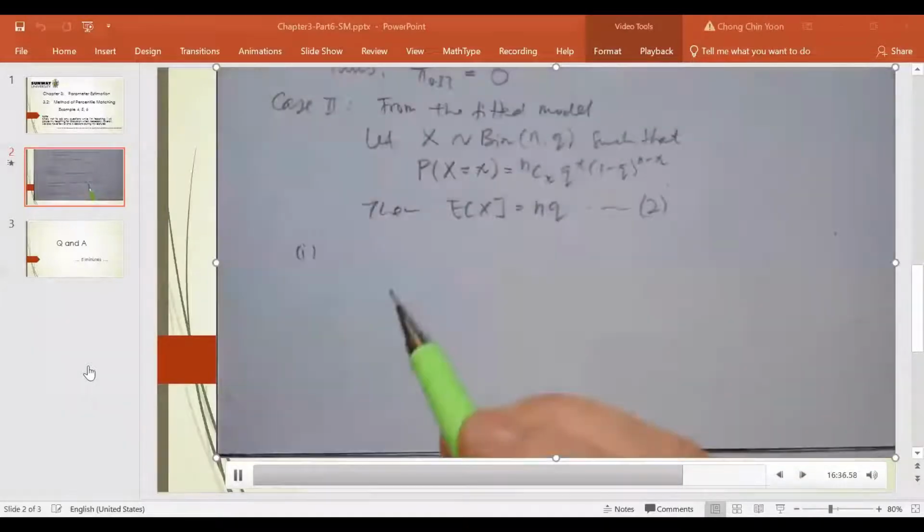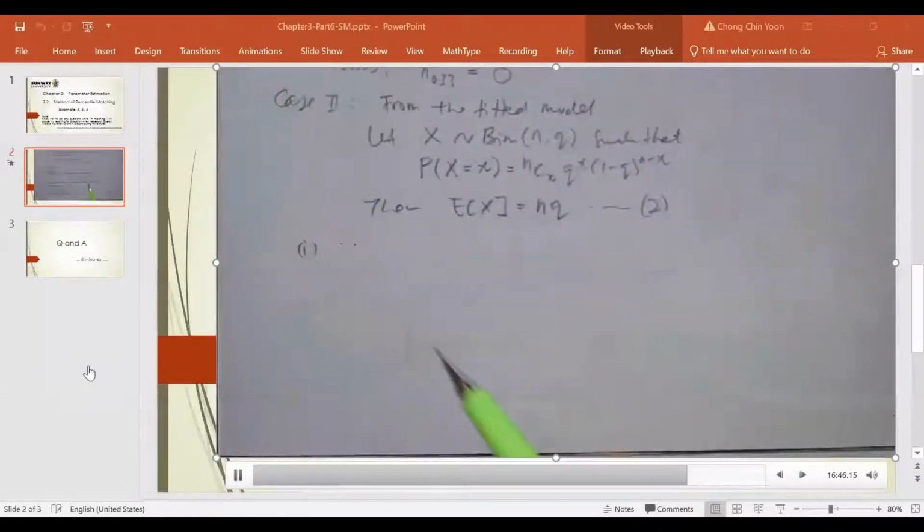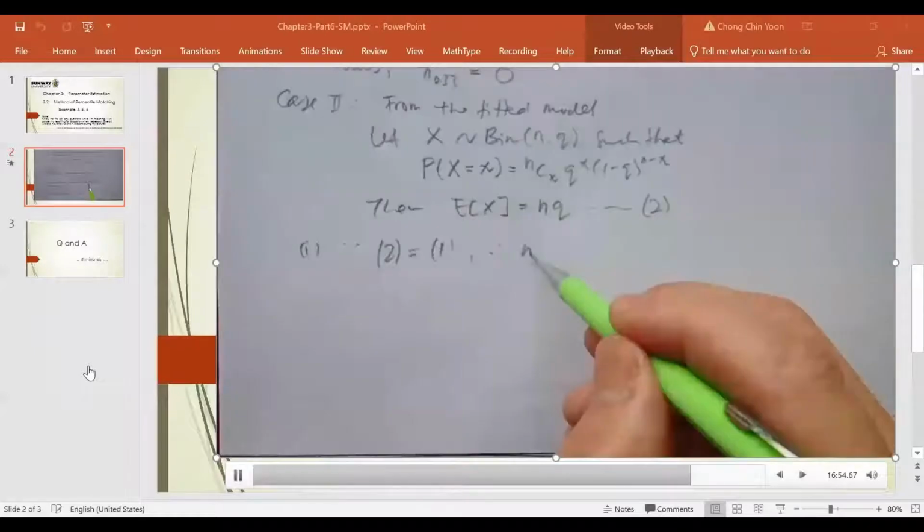Part 1. Since the mean of the fitted model equals the sample mean, that is, since the second equation equals the first equation, therefore nq equals 1.